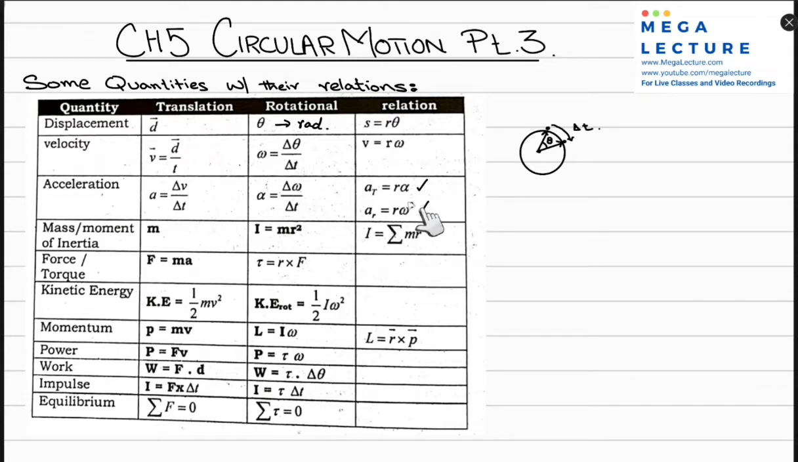Right, so moving on, we have mass. In translational motion, what we have is mass, which defines that stuff of matter. But in rotational motion, the analog of mass is used, which is the moment of inertia, which is represented with this I. And it's equal to m r squared.